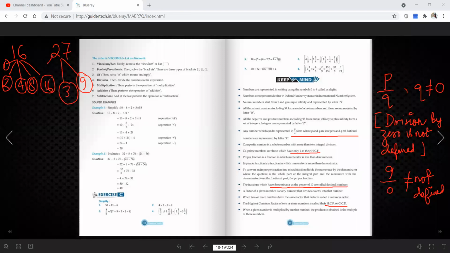Ma'am, what is the definition of co-prime? I am going to that only. Just wait for a while. You are very impatient, all of you.